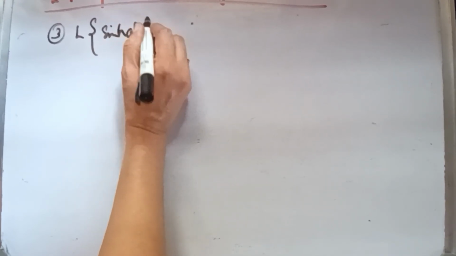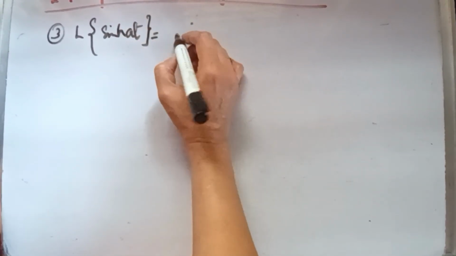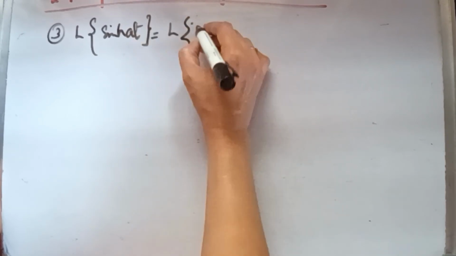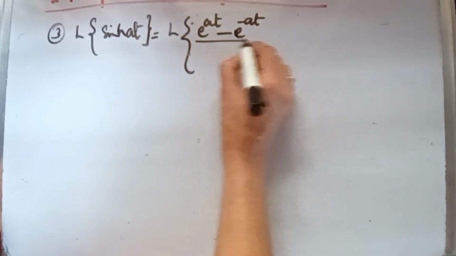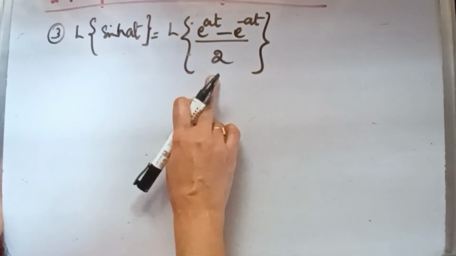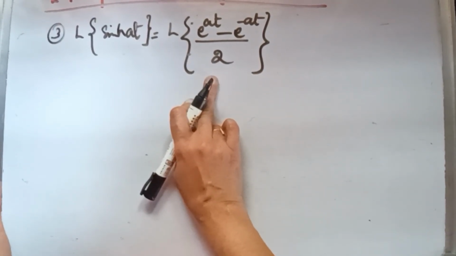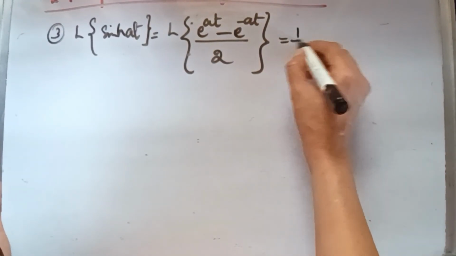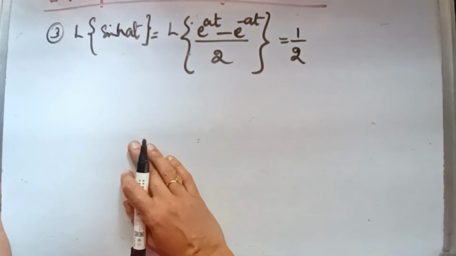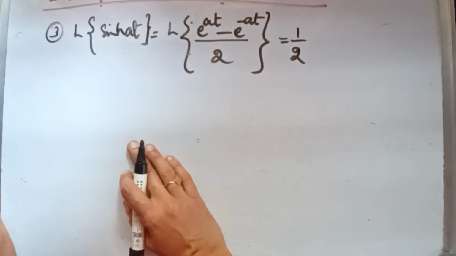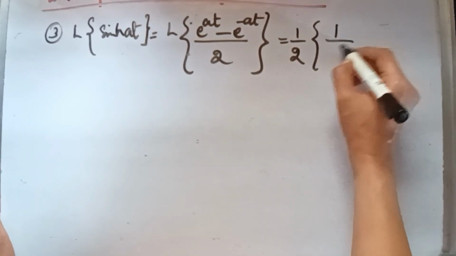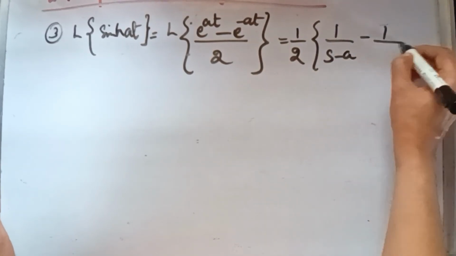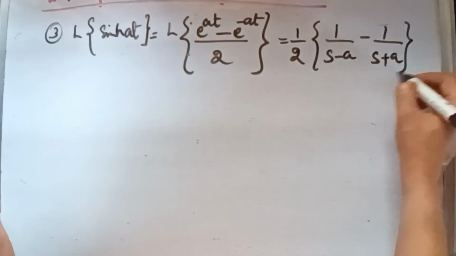Sine hyperbolic at is equal to e power at minus e power minus at divided by 2. This is the definition of the sine hyperbolic function in terms of the exponential function. The 1 by 2 you can take outside, since the Laplace transform is a linear operator. Then the Laplace transform of e power at, as we just got, is 1 by s minus a, minus 1 by s plus a. Let us simplify this.